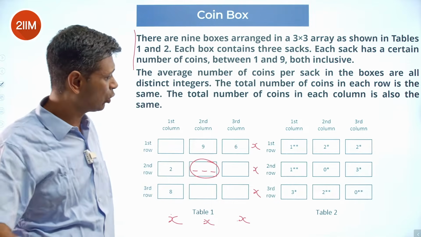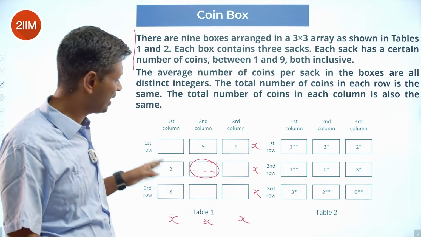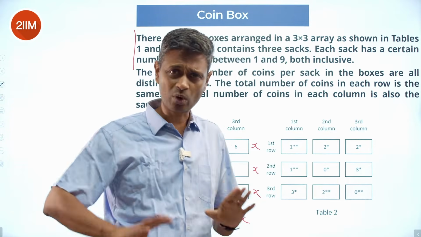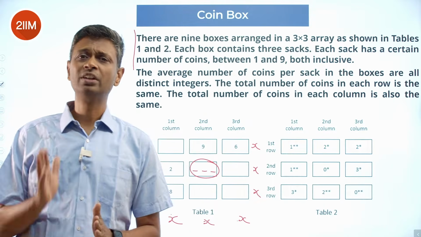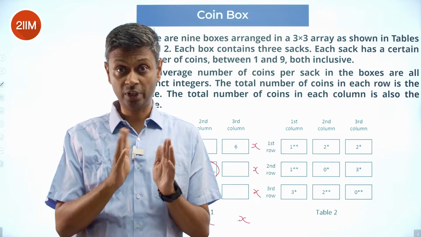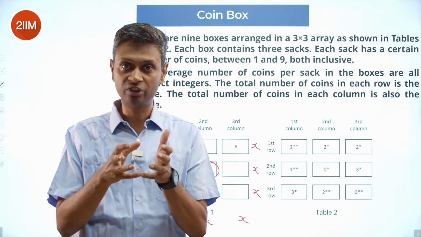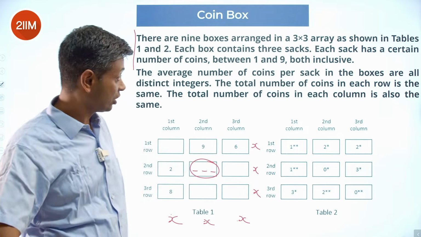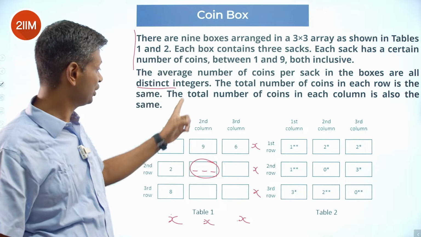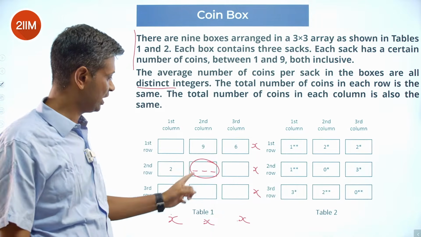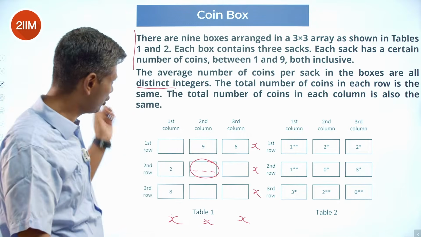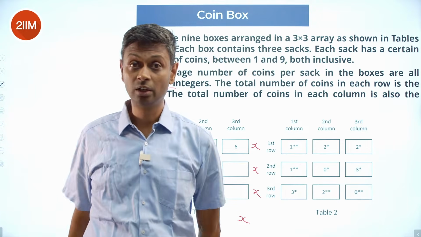Right? Nice. We don't know what this 9, 6, 2, 8 stand for. We don't know what 1 star, star, 2 star, 2 star, 1 star, star stand for. 9 boxes, 3 sacks in each box. Each sack has a number of coins, 1 to 9. Average of these 3 sacks is an integer. Not just that, average number of coins per sack in all the boxes are distinct integers: 1, 2, 3, 4, 5, 6, 7, 8, 9. 9 different integers. I missed the distinct when I was doing this and I got caught in a mess.